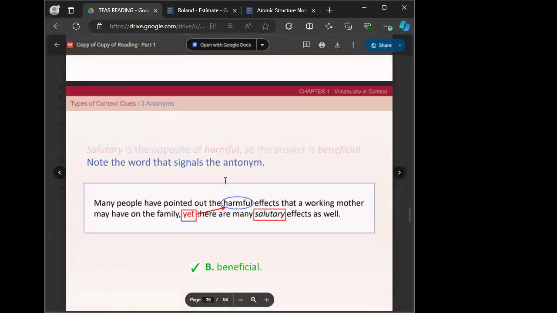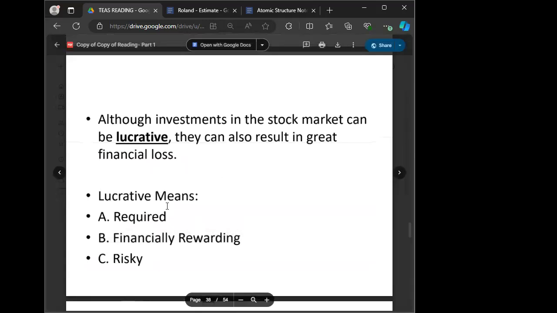So like I said, it's more thinking about what would normally happen in that scenario. Oh, like some of these other examples. So although investments in the stock market can be lucrative, they can also result in great financial loss. So if you think about it, with the stock market, you can either make a lot of money or you could lose a lot of money. So they already mentioned the financial loss, so that means that the lucrative part must mean that they make a lot of money.